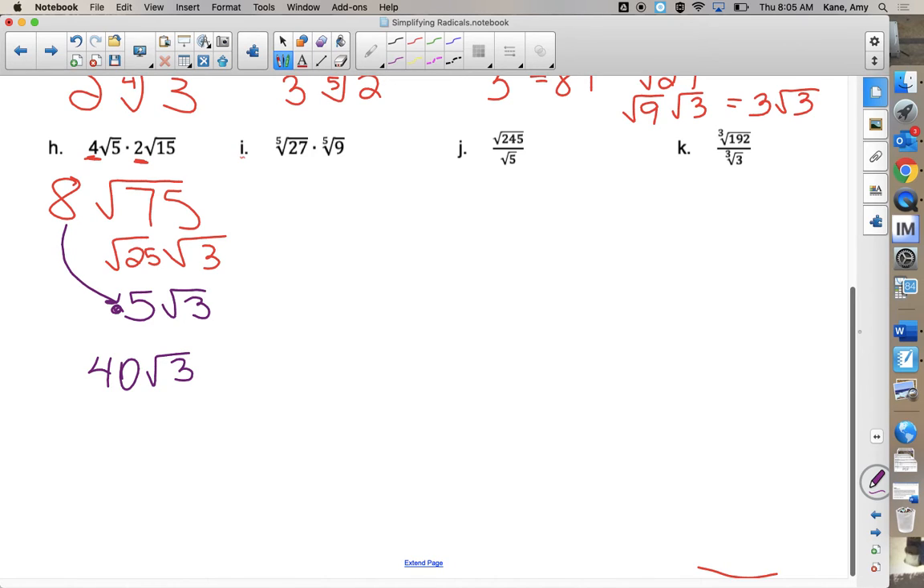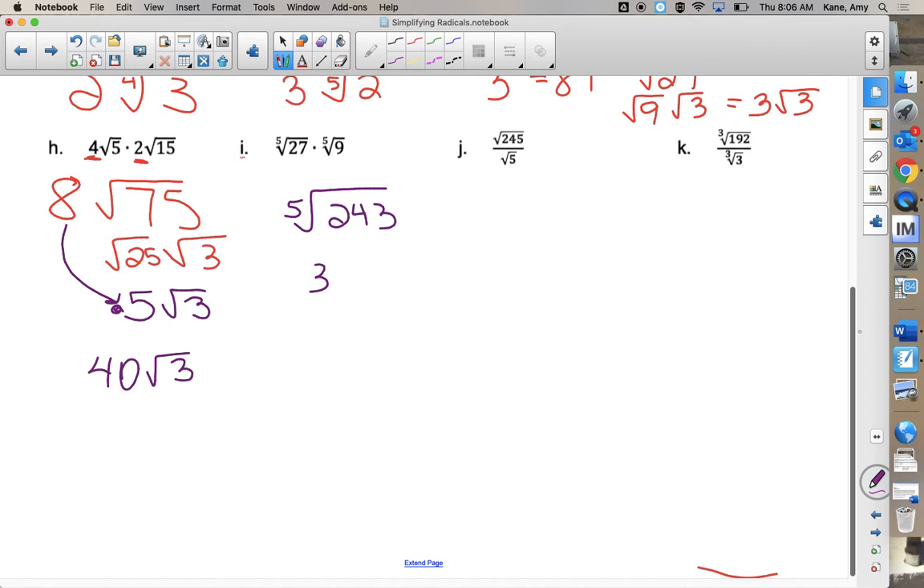Letter I, we have the 5th root of 27 and the 5th root of 9. Nick, what is 27 times 9? 243, and the 5th root of 243 is 3. And then the last two, what do you think you do for J? Nina, what do you do with J?